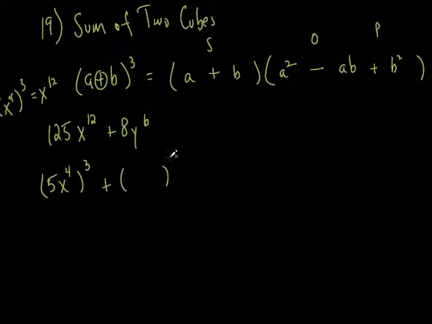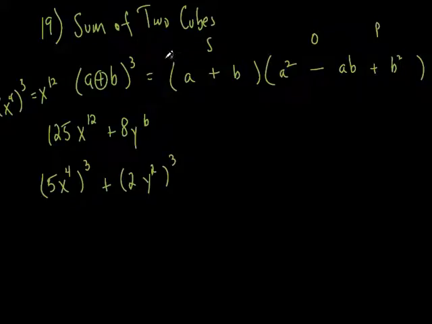Plus. Now, let's figure out what's being cubed over here. What's being cubed to give you 8? What cubed equals 8? 2, right. 2 cubed is equal to 8. What about y to the 6? What is being cubed to give you y to the 6? Y squared, that's right. Because remember what the rule is. Exponent to another exponent, you multiply them together. So y squared to the third power is y to the 6.